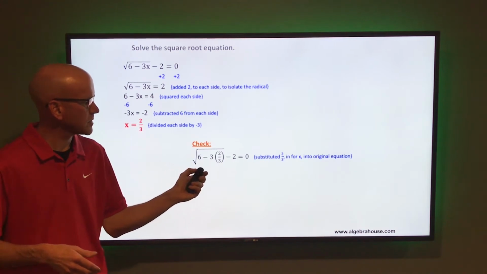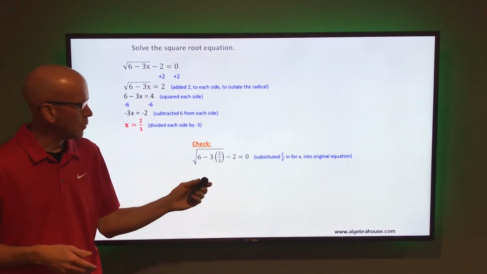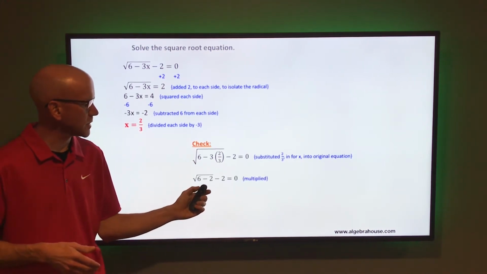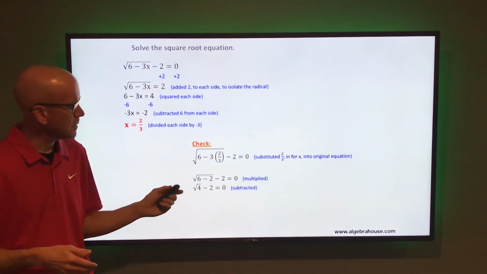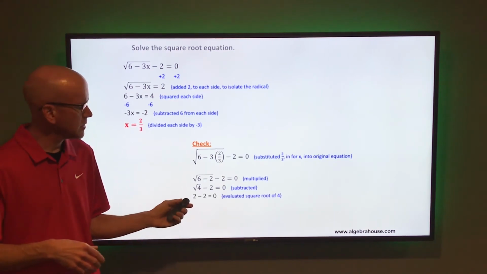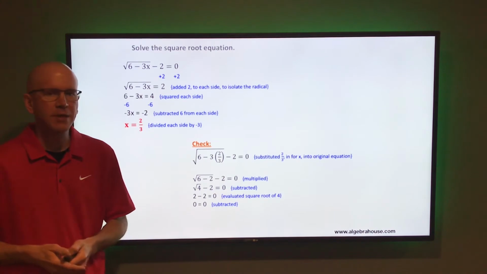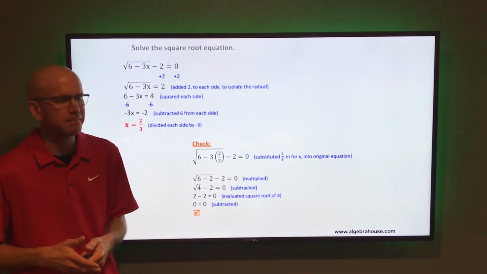Be the square root of 6 minus 3 times 2/3 minus 2 equals 0. Well, negative 3 times 2/3, that is going to be negative 2. So be the square root of 6 minus 2 minus 2 equals 0. 6 minus 2 is 4. Be the square root of 4 minus 2 equals 0. And the square root of 4 is 2. 2 minus 2 equals 0. That's a true statement. 0 equals 0. That checks out. That works. That means 2/3 is a solution.